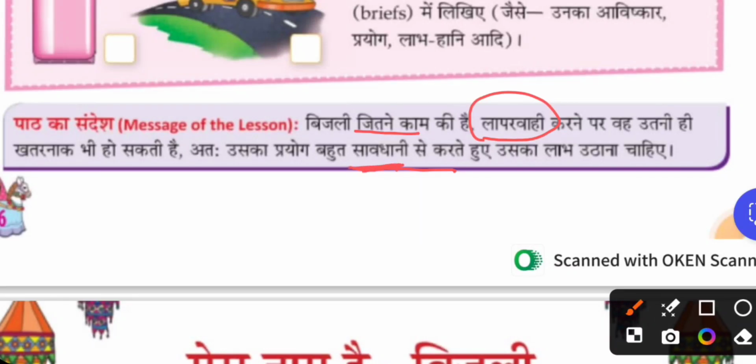सावधानी is cautiousness, in order that we have to use it. लाभ is the benefit. Okay, लापरवाही is negligence. If we are not following the precautions and showing negligence, then it will be very dangerous for us. Hence we have to use electricity cautiously and take the benefit out of it. So this is the message given from this lesson.